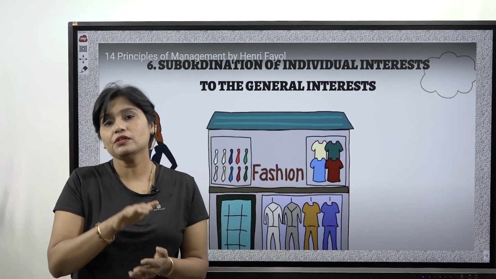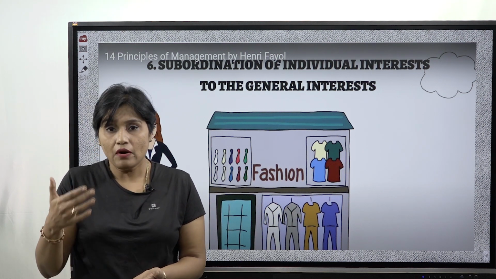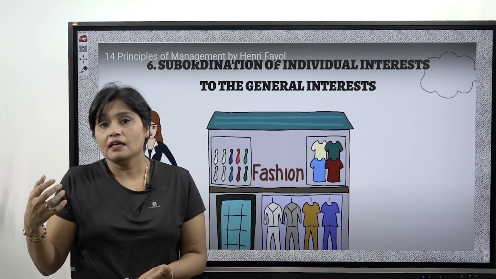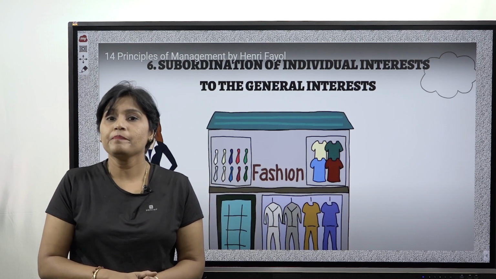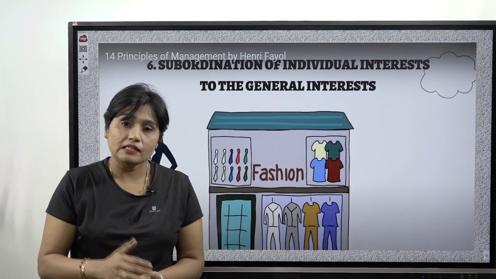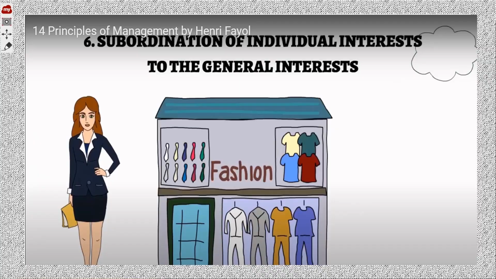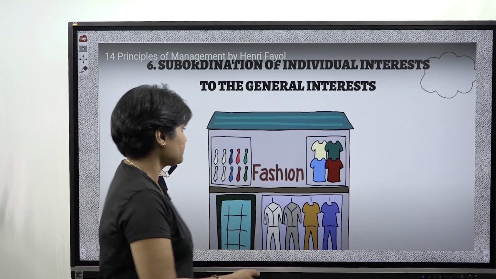Now, subordination of individual interest means your individual interest, the liking of an increase in salary, those kinds of interests must have less value, and the value for the general interest must always be high. So, to summarize, subordination of individual interest to group interest means the general interest must always be given higher priority than individual interest.